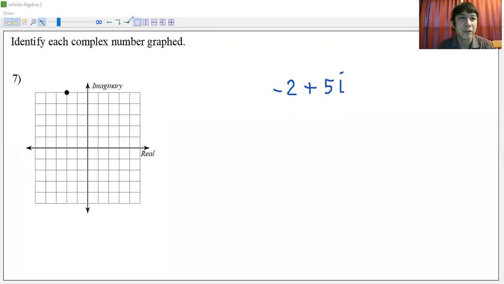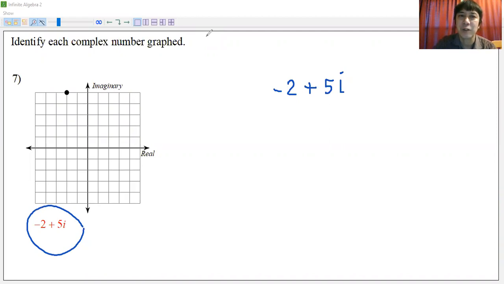And we shall verify it there. And you can see the answer over here. So it's -2 plus 5i. So given a point in the complex number plane, you should be able to identify the number. All right, so the answer is -2 plus 5i.